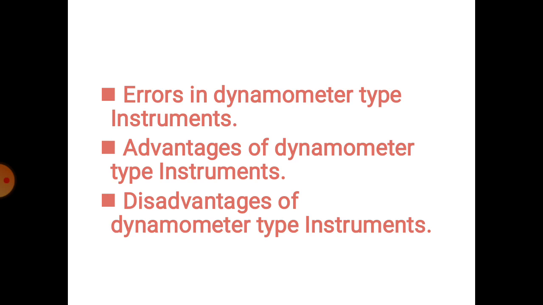First one is low sensitivity. Second, scale is not uniform. Third one, cost is more as compared to PMMC, and fourth one is high friction losses.